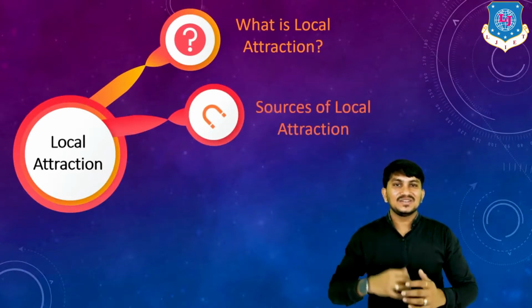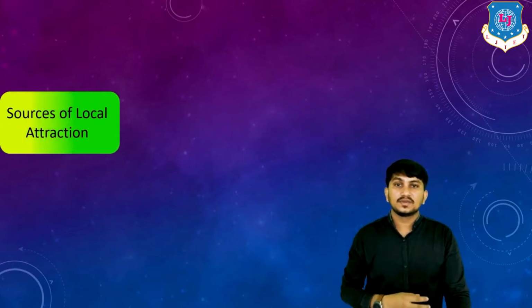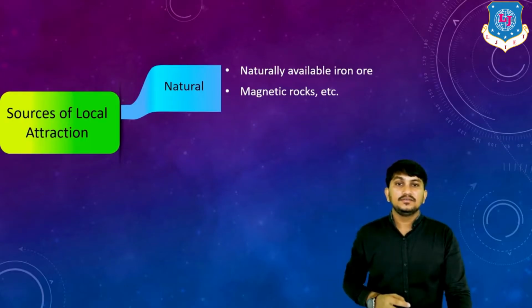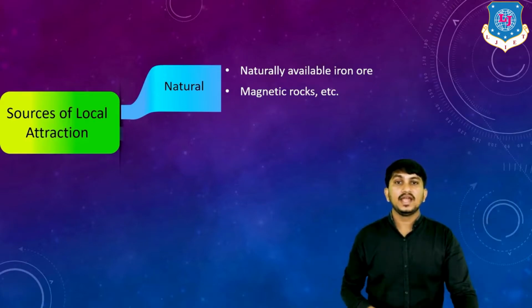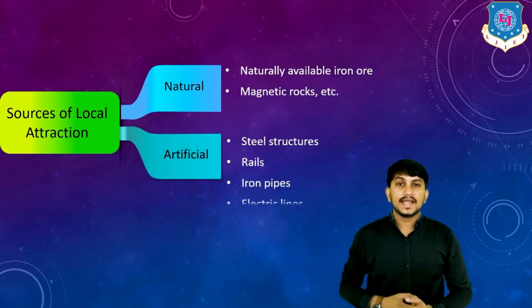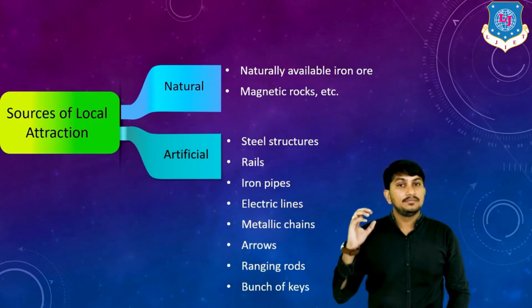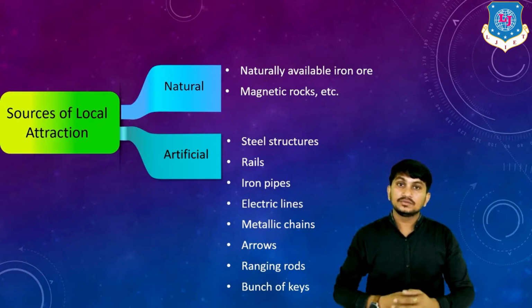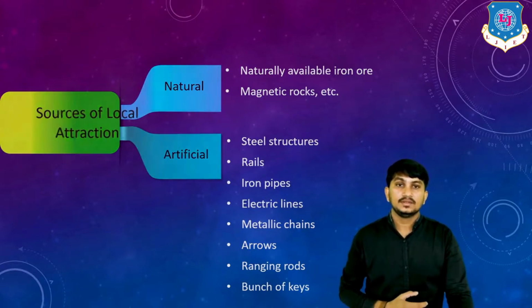next is sources of local attraction. From where does this local attraction come? The sources of local attraction can be divided into two types. First is natural sources, which are naturally available iron or rocks, or magnetic types of rocks, and artificial sources like steel structures, railways, iron pipes, electric lines, metallic chains, arrows, ranging rods, a bunch of keys, your mobile phone. Okay, these are the artificial sources or man-made sources.